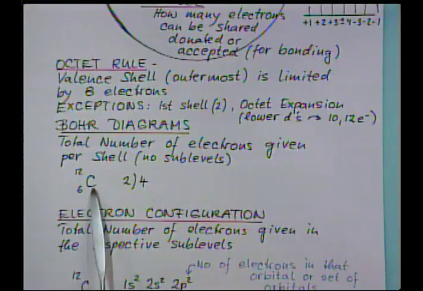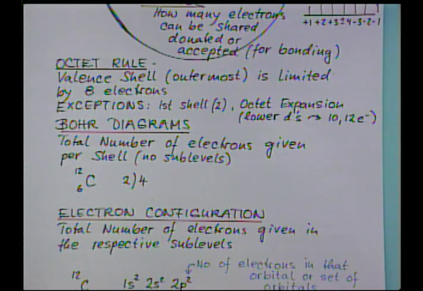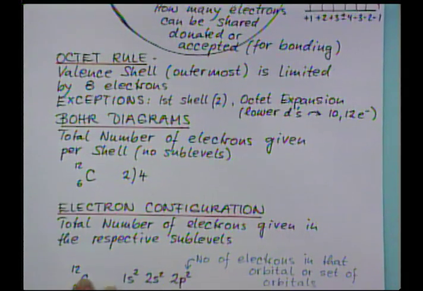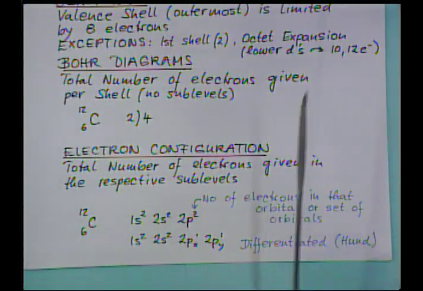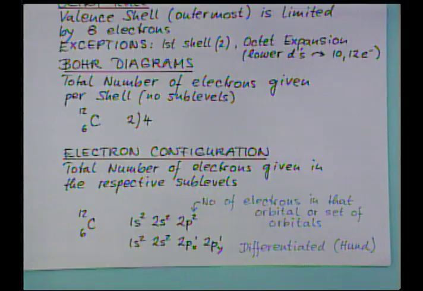Here we have carbon with 2 in the innermost shell and 4 in the valence shell. Now if we want to break that down and want to know what kind of electrons they are, then we do the so-called electron configuration, and that would be 1s2. That means we have 2 s electrons in the first shell, then we have 2 s electrons in the second shell, and 2 electrons in the p energy level of the second shell.